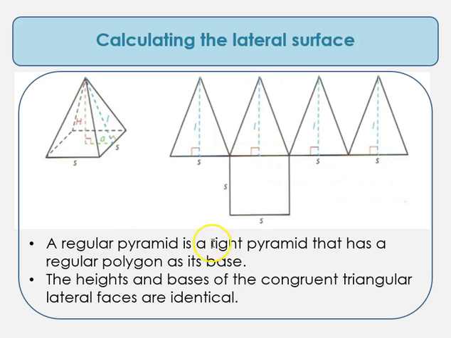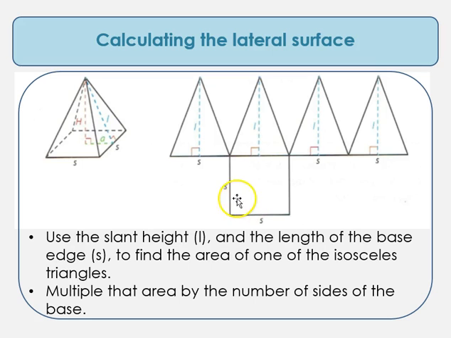A regular pyramid is a right pyramid that has a regular polygon as its base. The heights and bases of the congruent triangular lateral faces are identical. I already explained that, but it's very important for you to know that when you're working on these formulas. Use the slant height L and the length of the base to find the area of one of the isosceles triangles. So when we're solving for L, we'll just find one area because they are all congruent. We'll multiply that area by the number of sides of the base.